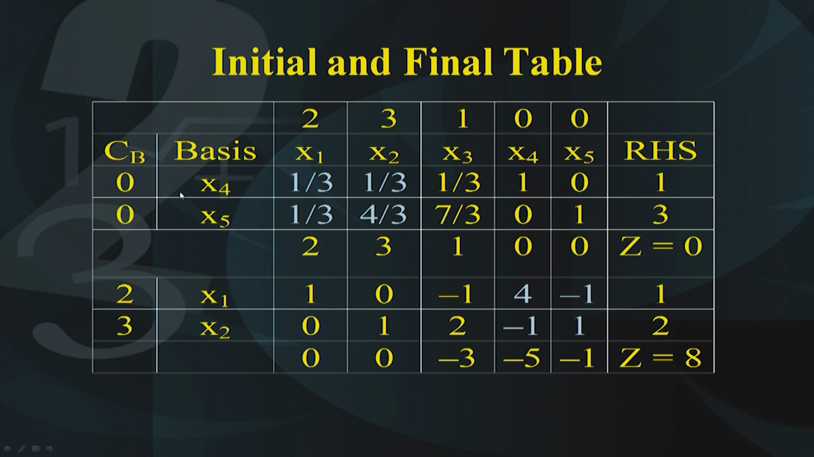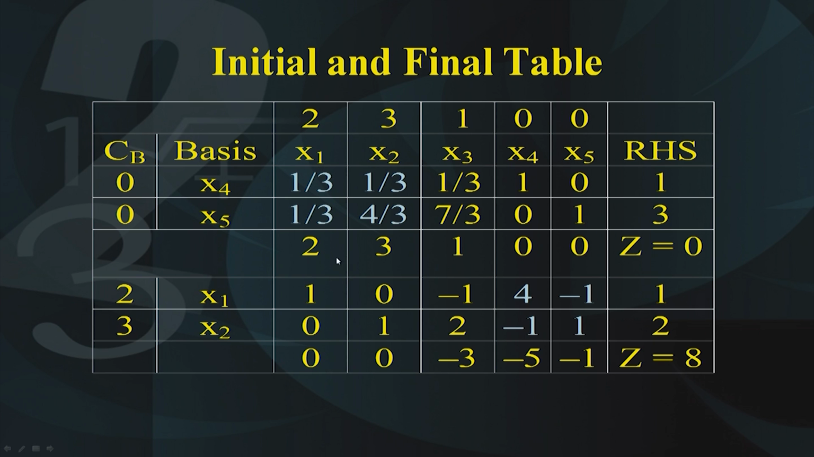Now, suppose we have performed our simplex method and we have got the optimum solution. The optimum solution to this problem is as follows. The basis is x1 and x2. X1 has the column (1, 0), x2 has (0, 1), then (-1/2, 4), (-1, -1/4), and the right hand side is (1, 2). The coefficient of x1 is 2 in the objective function and the coefficient of x2 is 3 in the objective function.